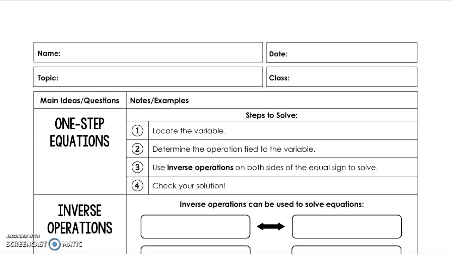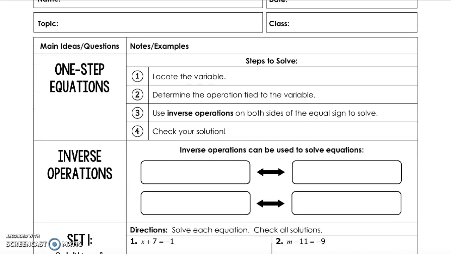This video will cover the odd questions on notes page 3.1 and 3.2. So we are looking at solving equations, and these will be just one step. When you solve an equation, you're looking for the number that you can plug in for the variable, substitute back in, that makes the equation true.